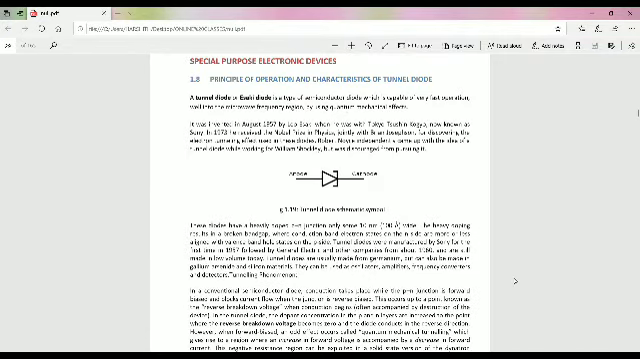The next topic, tunnel diodes. These are special purpose electronic devices. This is the tunnel diode. The symbolic representation of the tunnel diode is this one, anode and cathode.